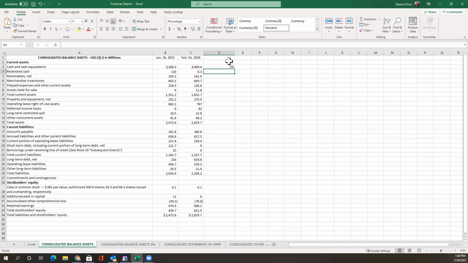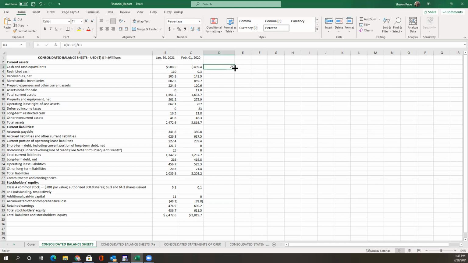And in this case, I've gone ahead and I've formatted my column here to percentage, so it comes out as a percentage. So if you haven't done that, that could cause you a little bit of a difference here. So I see that I have a 2% increase from 2020 to 2021 in cash.